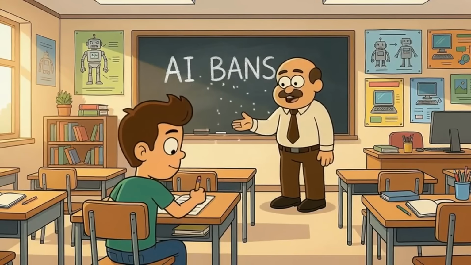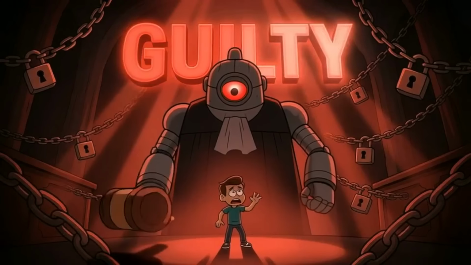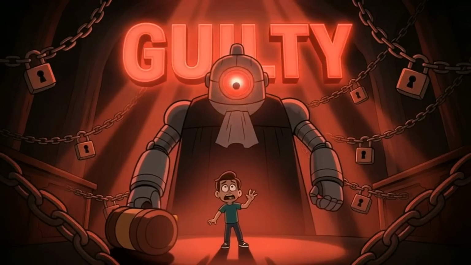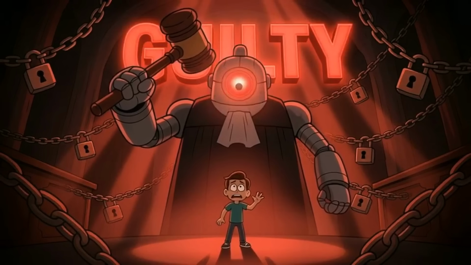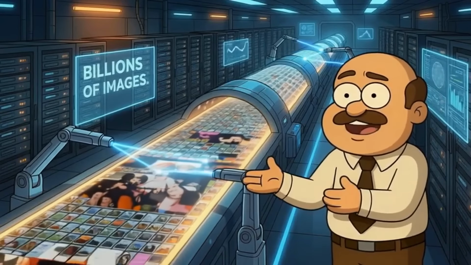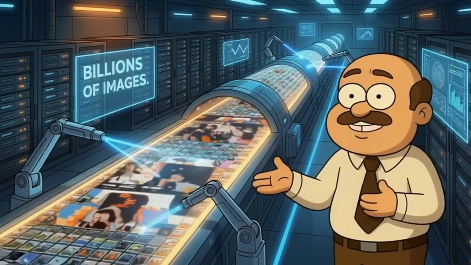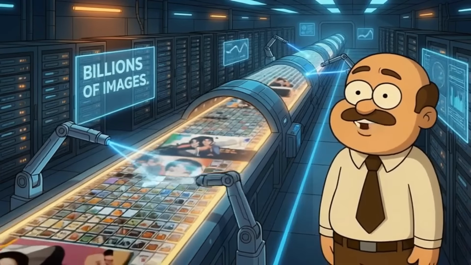By the end, you'll understand why these systems fail so catastrophically. You'll see what happens when the robot decides you're guilty, with zero chance to prove otherwise. Here's what's actually happening behind the scenes. Tech companies are scanning billions of photos every single day using AI trained to detect illegal content. They have to. The volume is too massive for humans to review everything manually.